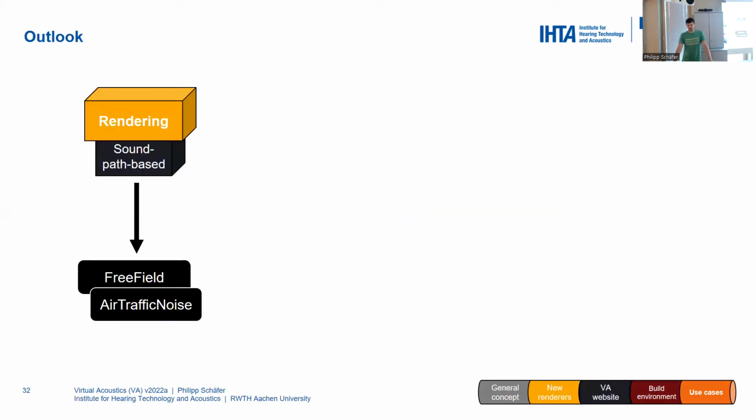So what's planned for the future? Regarding the new rendering concept, as you noticed, there are currently only two new renderers, free field and air traffic noise. And what we're currently planning is to extend this to the outdoor noise renderer. The idea is to replace the old binaural outdoor noise renderer and allow outdoor scenarios to also be rendered with ambisonics and beamforming signals.